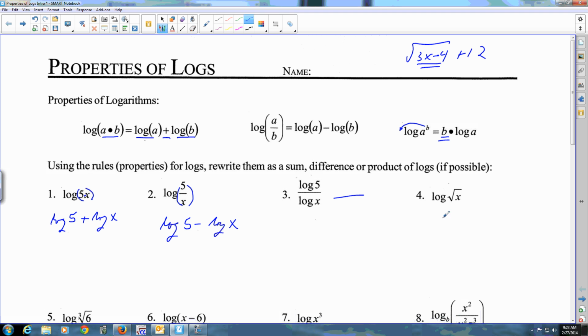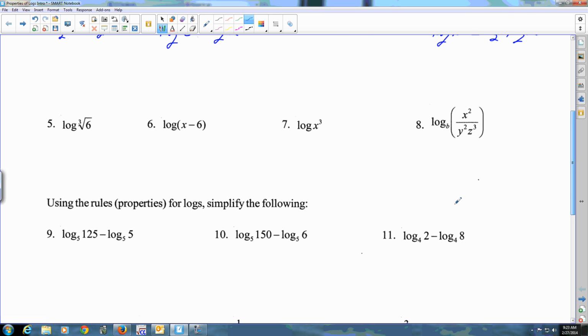This, you guys know, a square root can be written as an exponent. So then this is going to drop in front as a coefficient. So that becomes 1/2 log x. All right. Similar idea here. This is log of 6 to the 1/3 power. That's going to drop down in front. So you have 1/3 log of 6.